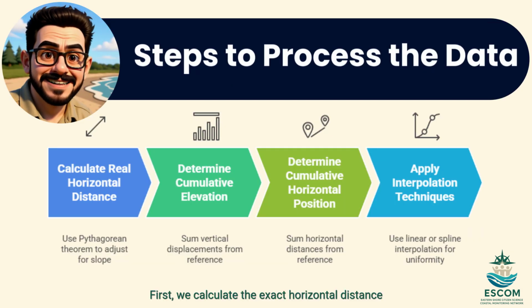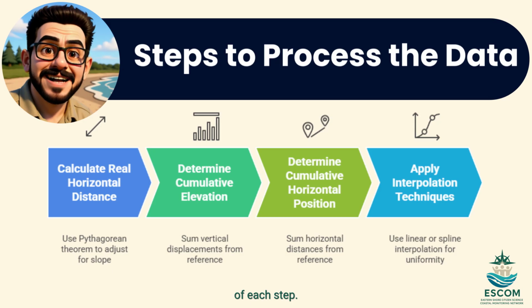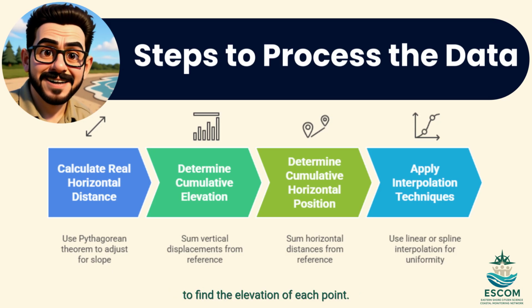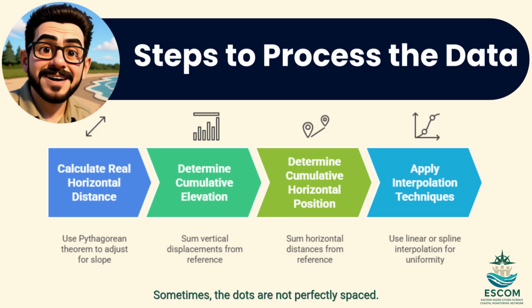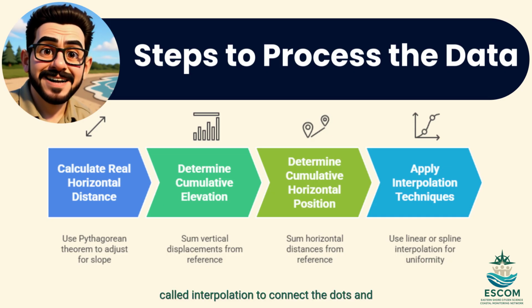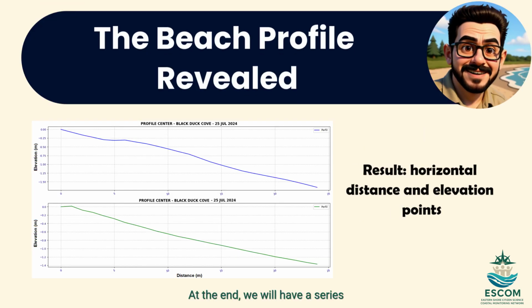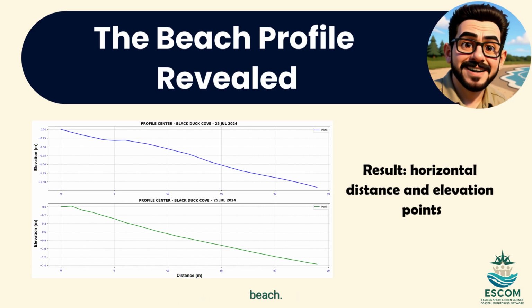First, we calculate the exact horizontal distance of each step. Then, we add up the height differences to find the elevation of each point. Sometimes, the dots are not perfectly spaced. If necessary, we can use a technique called interpolation to connect the dots and get a smoother profile. At the end, we will have a series of points that draw the profile of the beach. This is how we get the real shape of the beach.